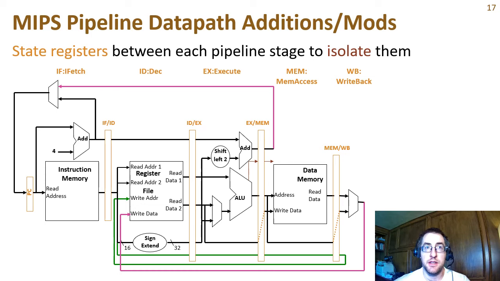In order to make this work, we have to separate the stages in order to time them properly, so in order to align their timing to each other. So what we introduce are these state registers. They're called interstage buffers or pipeline buffers.